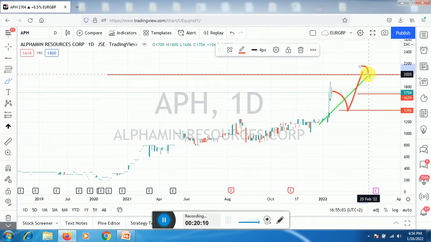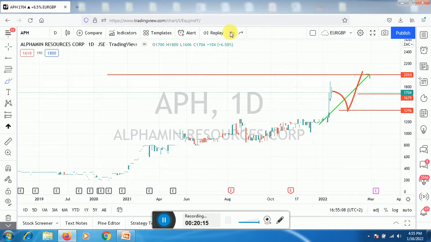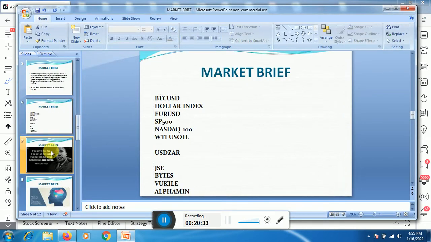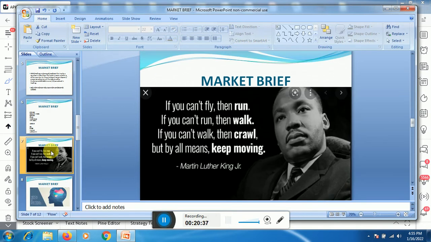So remember, penny stocks move aggressively. As much as they are small, they move very, very fast, and they jump at a very fast pace. So those are the charts that we wanted to check out for this week.